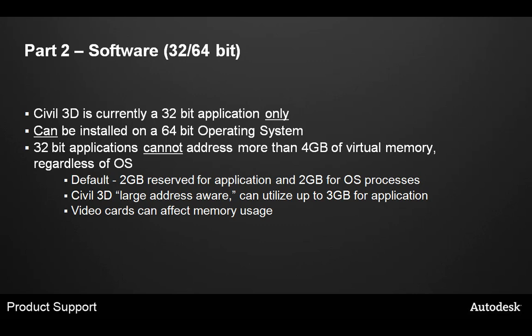Okay, so that's why when you have 2 gigs of RAM on a 32-bit operating system, you have that 2 gigabytes available, and then it's got 4 gigs of virtual memory that it's working with. One thing to remember is Civil 3D is large address aware. That means it can utilize up to 3 gigabytes of virtual memory for the application. We're going to talk a little bit later about tweaking that setting.